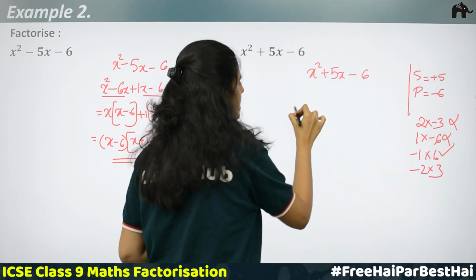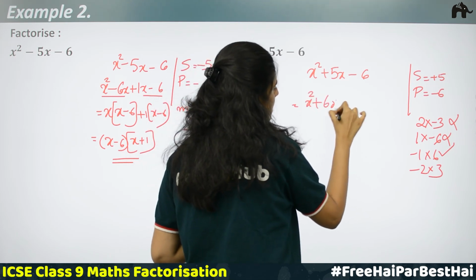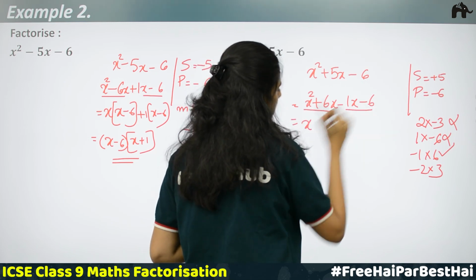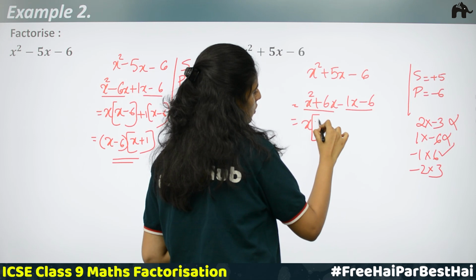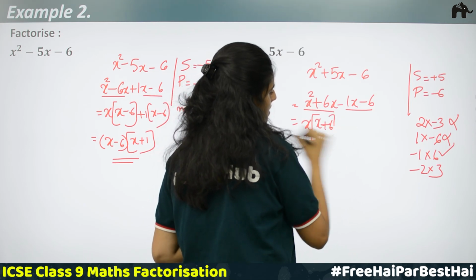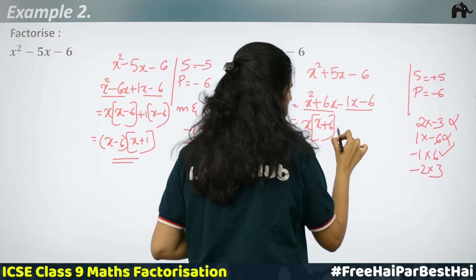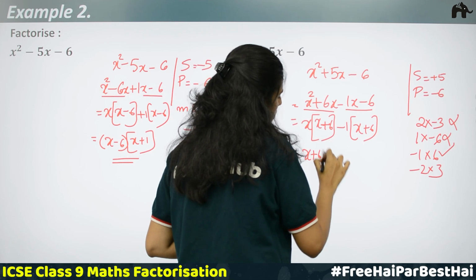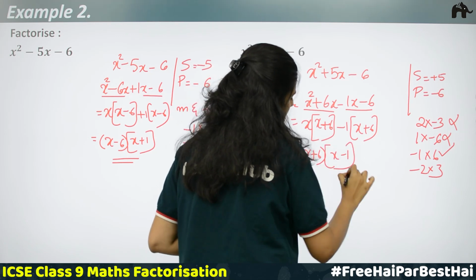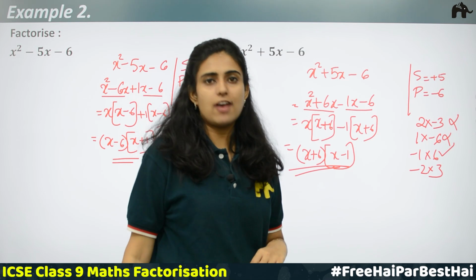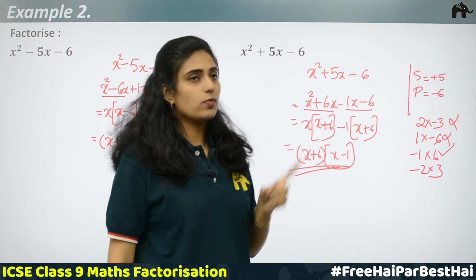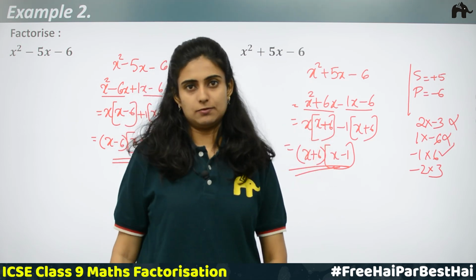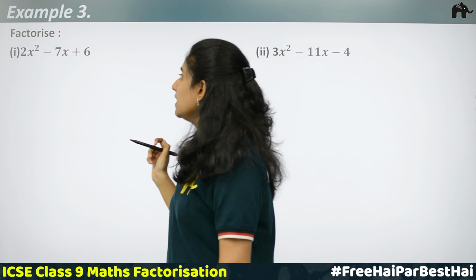Okay, so this can be written as x square plus 6x minus 1x minus 6. Now taking common, that is you are grouping this. x is common from here, so x plus 6. Now here only negative sign is common, so minus 1 taken out, x plus 6. x plus 6 is common, taking out x plus 6, remaining x minus 1. So x plus 6 and x minus 1 are the factors. After factorization, for x square plus 5x minus 6, the factors are x plus 6 and x minus 1. Second example, factorize 2x square minus 7x plus 6.